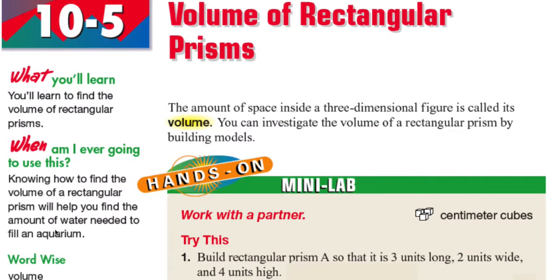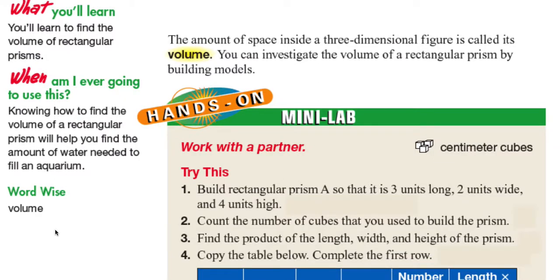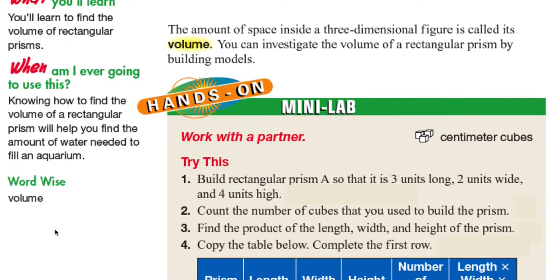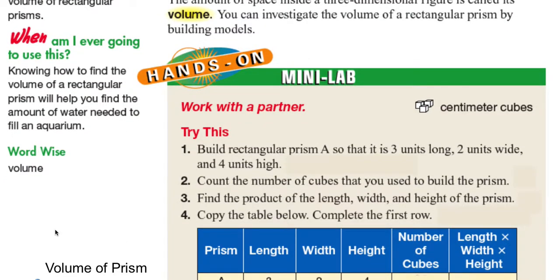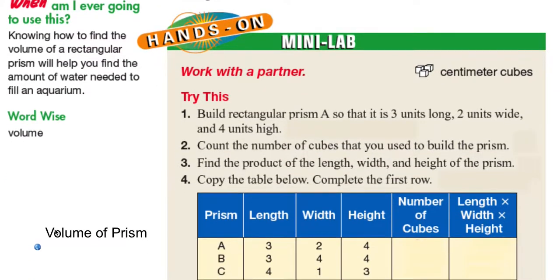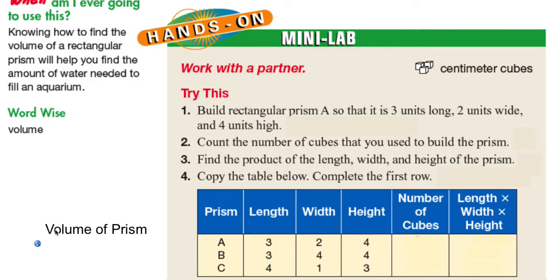So the amount of space inside a three-dimensional figure is called its volume. You can investigate the volume of a rectangular prism by building a model such as this one. We want to build a rectangular prism A so that it is 3 units long, 2 units wide, and 4 units high. Basically, this is what it's saying.